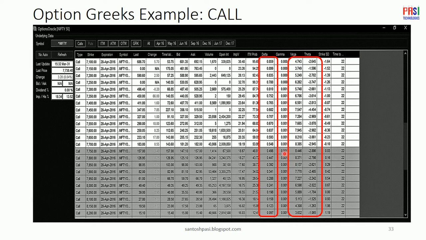Vega, we have done that it is highest at the money, and the same thing you can see here. So at the money, the Vega is highest, and as you move towards in the money, it reduces, and even if you move towards out of the money, it reduces.